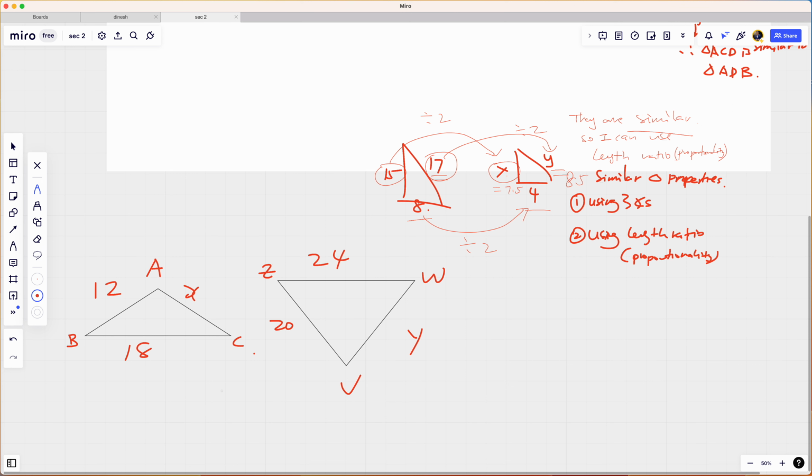So the first thing you do is, you can read. The question says, what is similar to what? Triangle ABC is similar to triangle VWZ. Okay, good. So in this case, you need to match yourself. In order to match yourself, I have the technology to help me out.